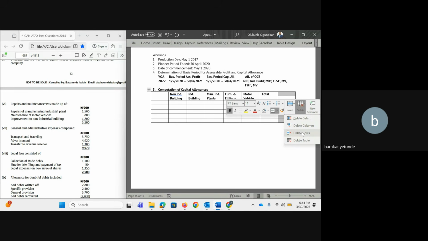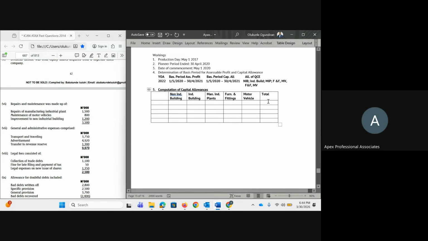Somebody is saying your screen is not showing. Is it showing for everybody that are host? Is it showing for you? Yes, sir, I can see your screen. Yes, it's showing.